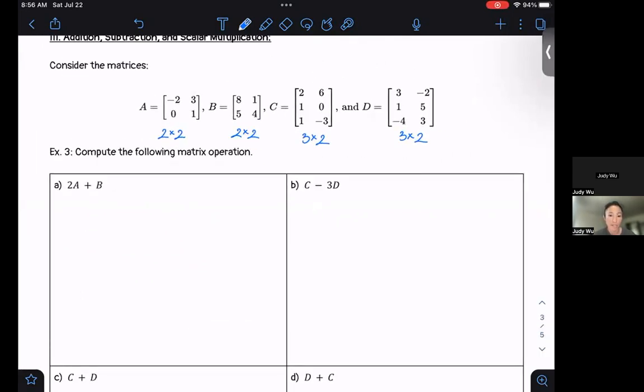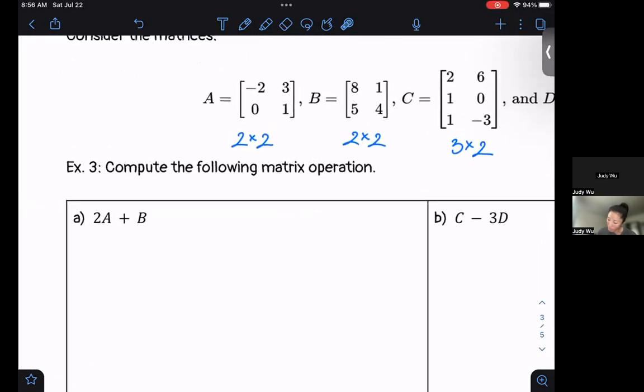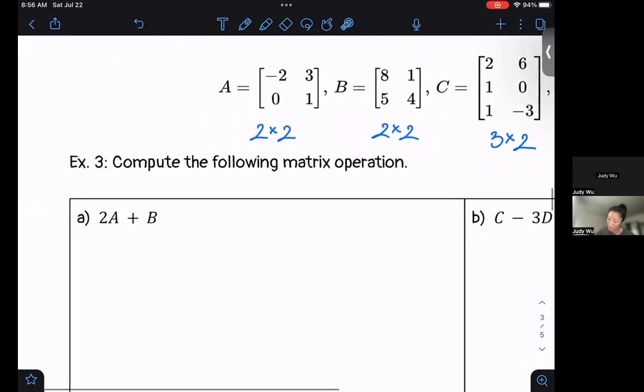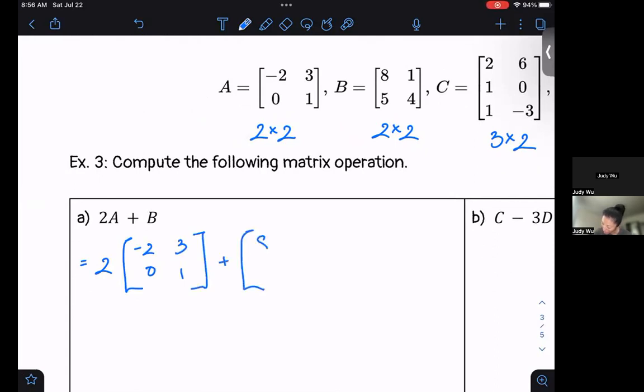Compute the following matrix operations. It turns out that addition, subtraction, and scalar multiplication of matrices work exactly as we want them to. If we take a look at 2A plus B, here's what that might look like: 2 times the matrix with entries -2, 3, 0, 1, plus B, which is 8, 1, 5, 4.